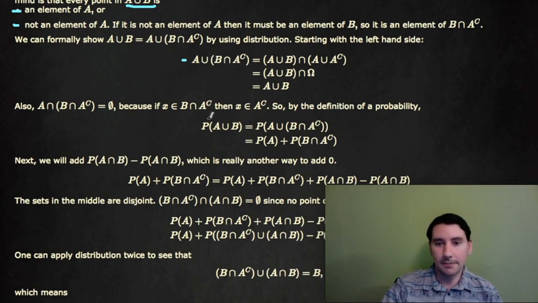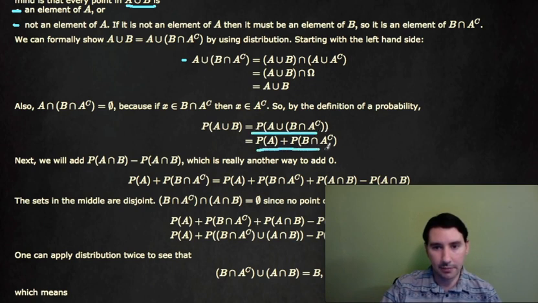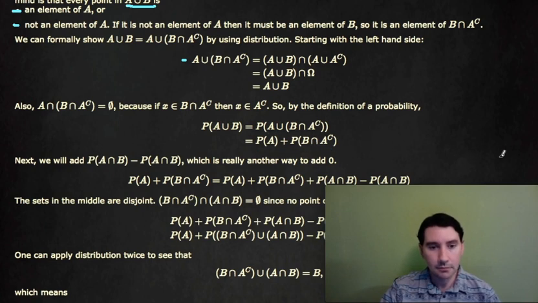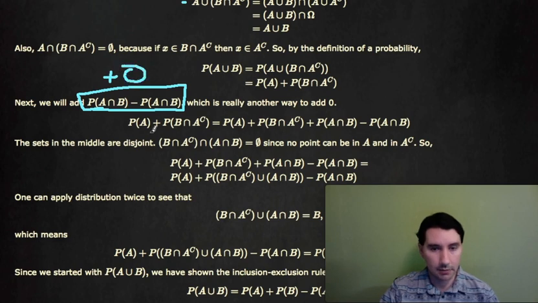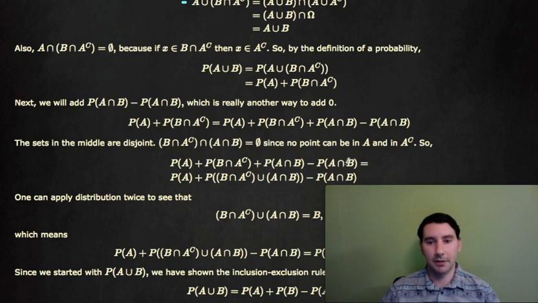So, the probability of A union B, which is the probability of A union B intersect A complement, is the probability of A plus the probability of B intersect A complement. And to this, we're going to add the probability of A intersect B minus the probability of A intersect B, which in other words is just adding 0, because those two terms cancel. It's just a fancy manipulation so that we can get the formula we want.